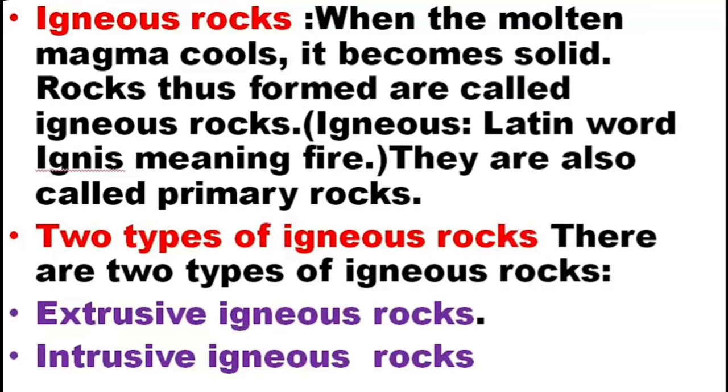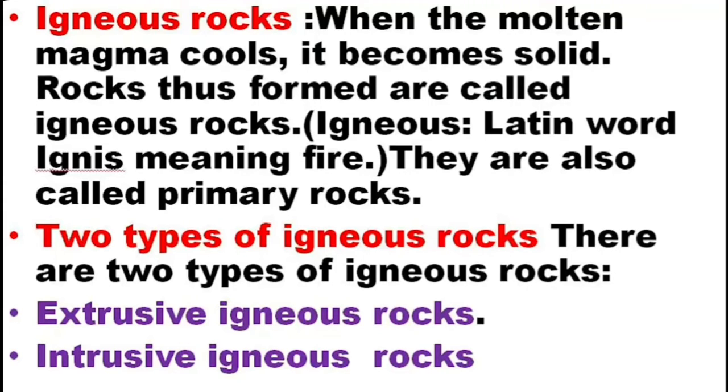So, dear students, we will start with igneous rock. When the molten magma cools, it becomes solid. Rocks thus formed are called igneous rocks. Igneous is a Latin word which means fire, and they are also called primary rocks. Why are they called primary rocks? We will find out the answer to this question also.